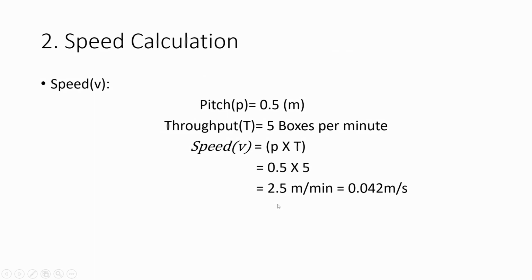Moving to the next calculation, which is speed calculation. So speed V will be calculated by this formula: speed V equals P into T, where P is the pitch and T is the throughput. Pitch is 0.5 in meters, and throughput is how many boxes we want at the output. So we want 5 boxes per minute. By multiplying these two numbers we get 2.5 meters per minute, and here we can convert it into a different unit. In SI unit it comes out to be 0.042 meters per second.